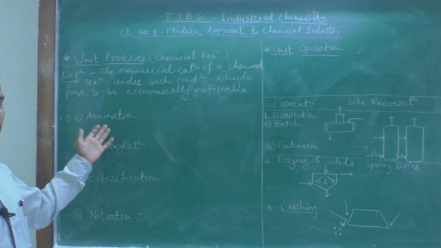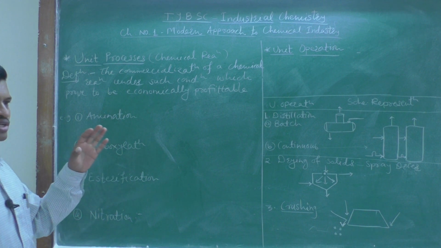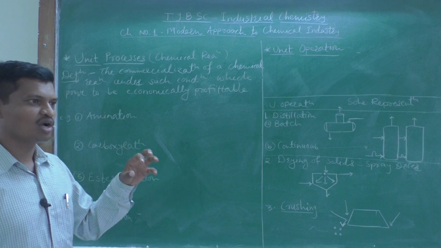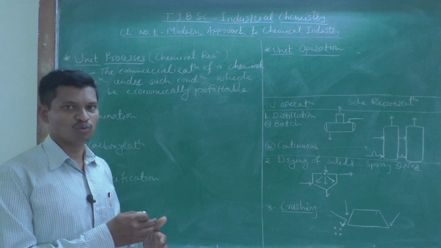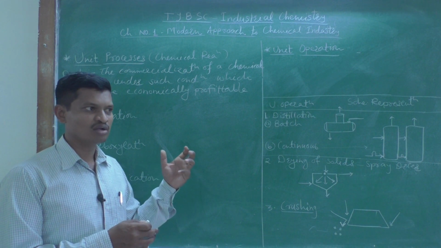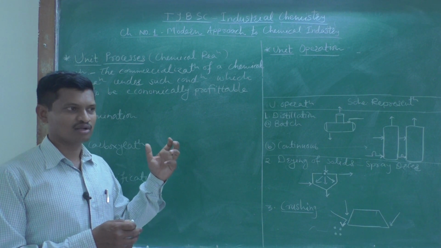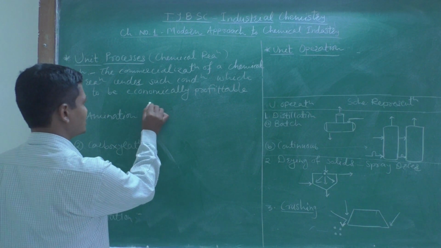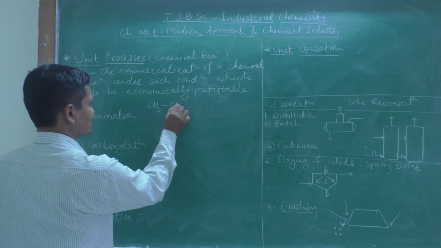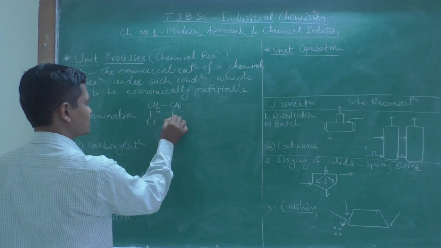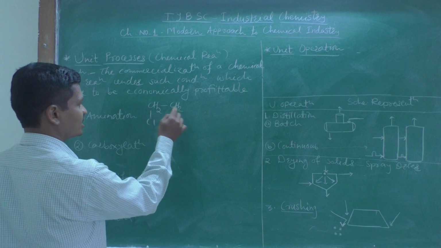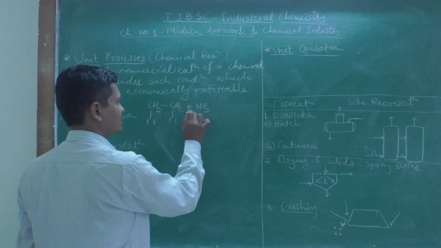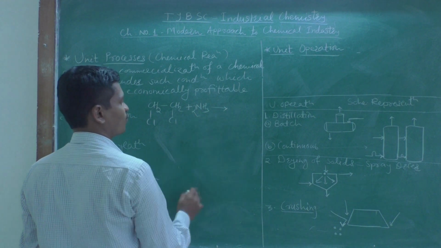For example, let us say amination. So amination means use of ammonia, or introduction of an amine group into that particular starting material or raw material. Okay, so if we have a raw material such as 1,2-dichloroethane or ethylene dichloride, and we react this with ammonia, then what is the product?